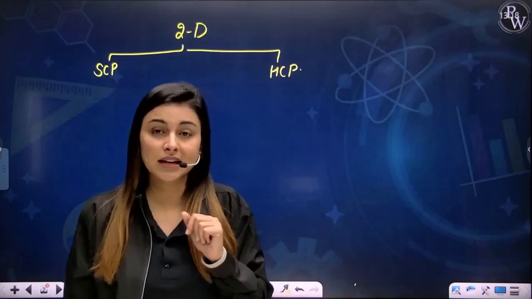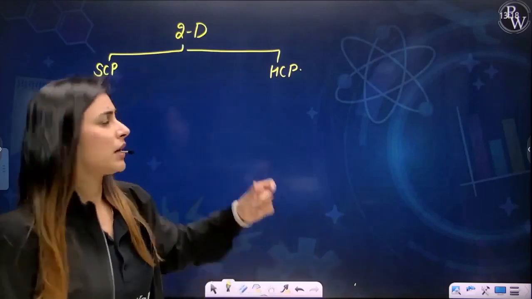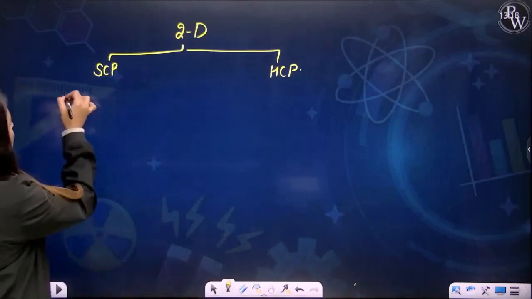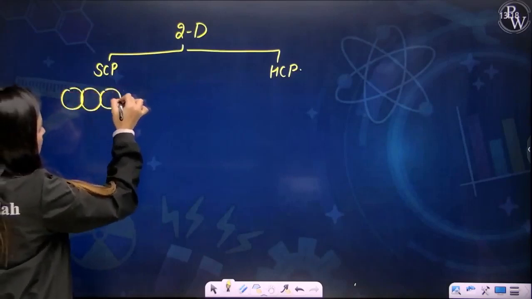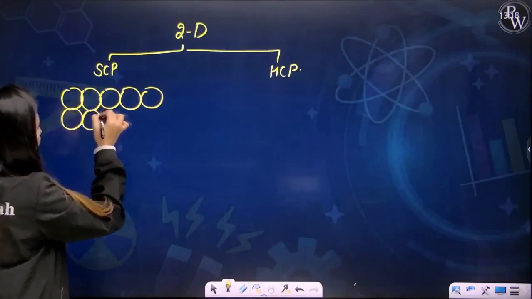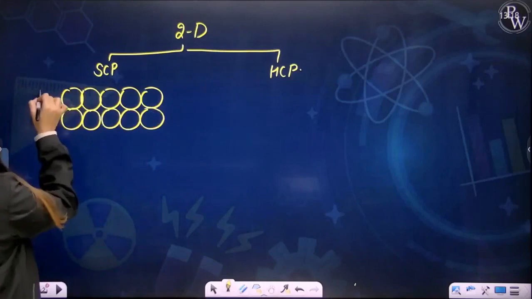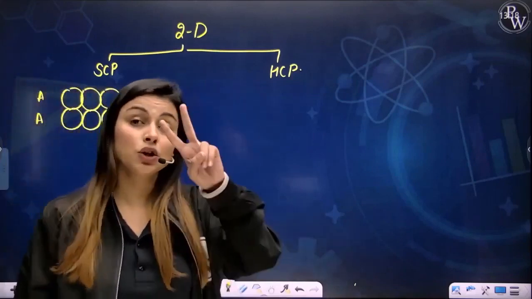Now let's try to understand. When we layer in two dimensions, it can be of two types: either SCP or HCP. If I talk about SCP, then I have atoms like this, and the exact same layer is below it. So this is my SCP, which is also known as AAA type of layering in two dimensions.